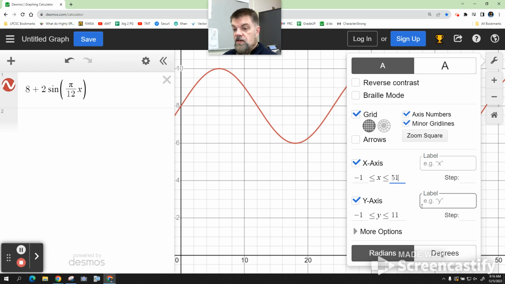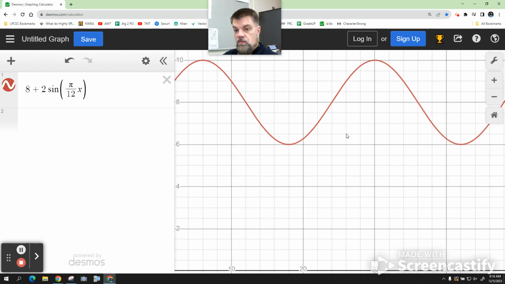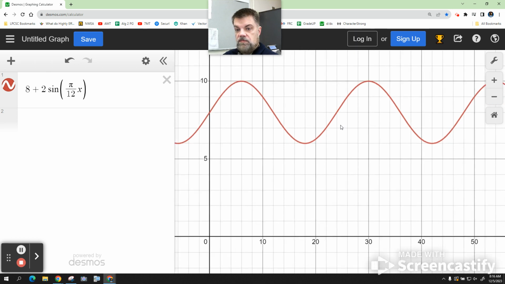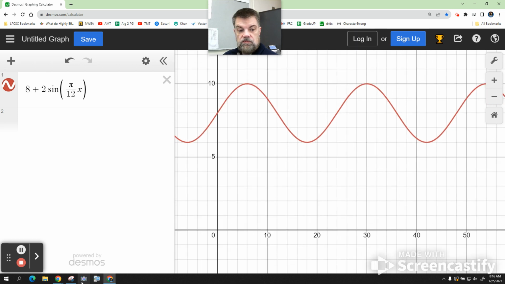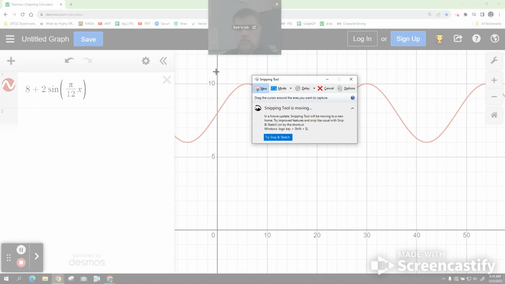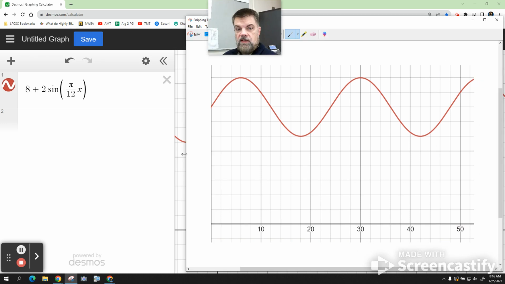And then I just hit enter. I'll zoom out a little bit so you can see it. It's basically the same thing, right? Let's take a screenshot of that. Well, I need to do a better job.